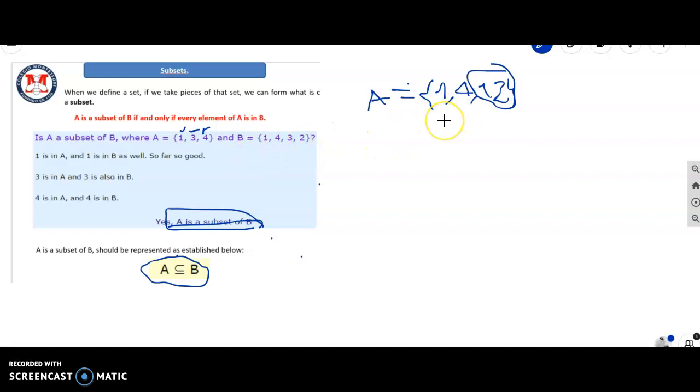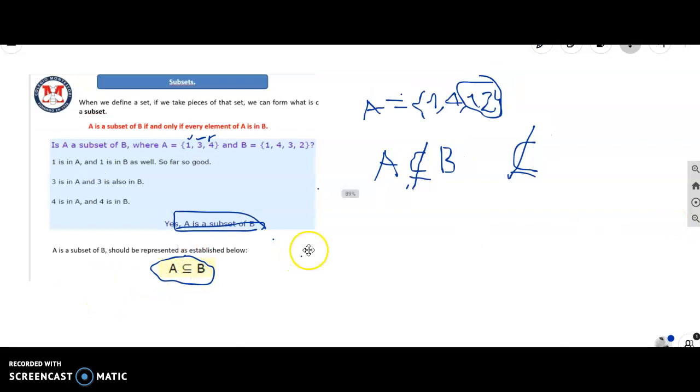So how can we write that A is not a subset of B? We can write it like this: A, is not a subset of B. It's like a C, the subset sign, and a slash like this. It's not a subset of B. This line here, okay? It's the same as this. Okay, guys?